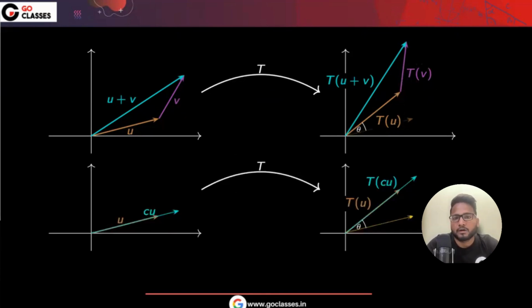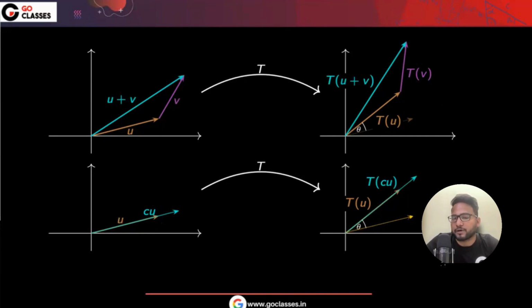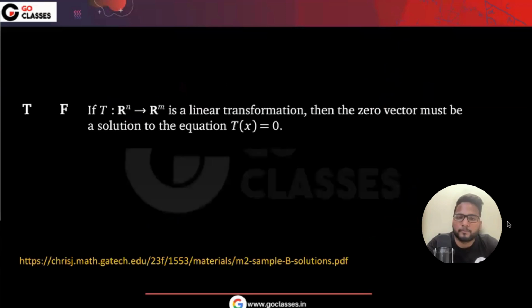Cool. Similarly, you multiply by the constant first and then you do the linear transformation, or you first do the linear transformation and then you multiply the vector with the constant, let's suppose c. Then both are the same thing. Okay, cool.